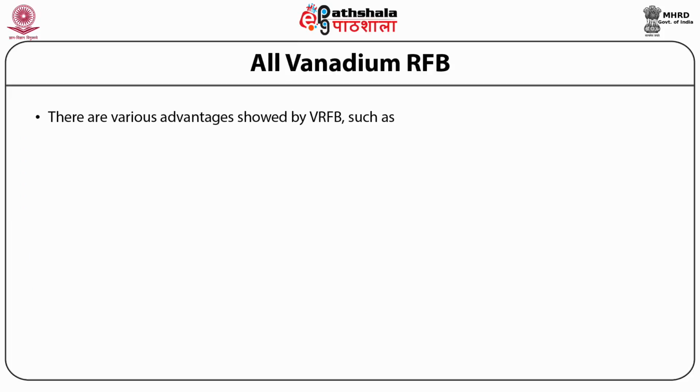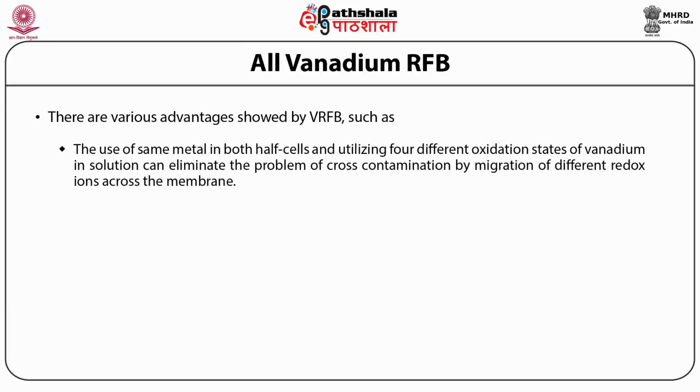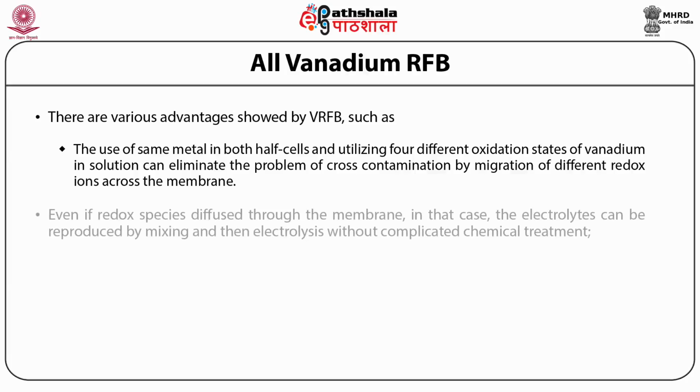There are various advantages shown by the VRFB. First, the use of the same metal in both half cells, utilizing 4 different oxidation states of vanadium in solution, can eliminate the problem of cross-contamination by migration of different redox ions across the membrane. Even if redox species diffuse through the membrane, the electrolytes can be reproduced by mixing and then electrolysis without complicated chemical treatment.